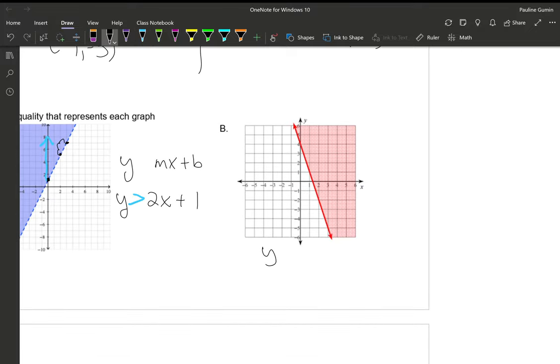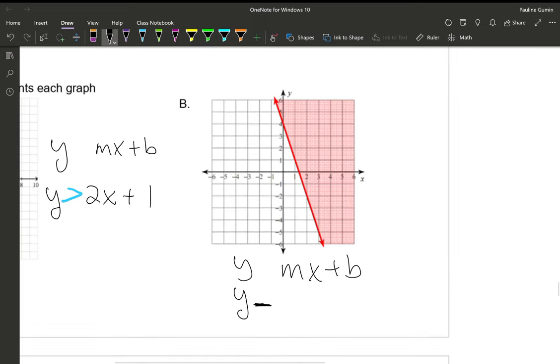All right, letter B, same idea. We have a y, an mx, and a b. Let's find the slope, y-intercept, and decide which way our symbol points. Okay, now I have a solid line. That means I know my symbol is going to have a solid line underneath it. Let's find our slope. Here are 2 nice points to use. It looks like I'm going 1, 2, 3, down 3 over 1. So negative 3x. And our y-intercept is plus 4.